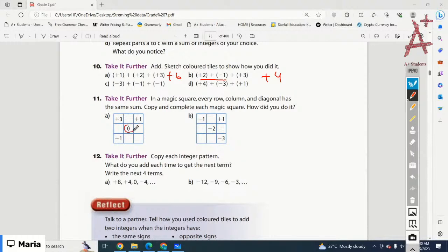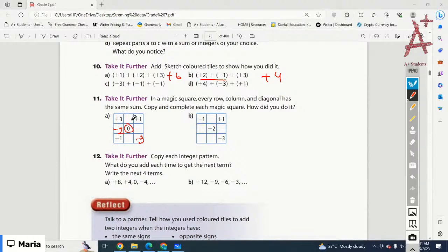Okay, you can see here 0, right? That means every row and column must make 0, right? So here you have positive 3, negative 3 makes 0. You have positive 3, you have to make 0 here. You have positive 3 and negative 1. That means you have to have negative 2 here, because negative 2, negative 1 makes negative 3, and negative 3, positive 3 makes 0, right?